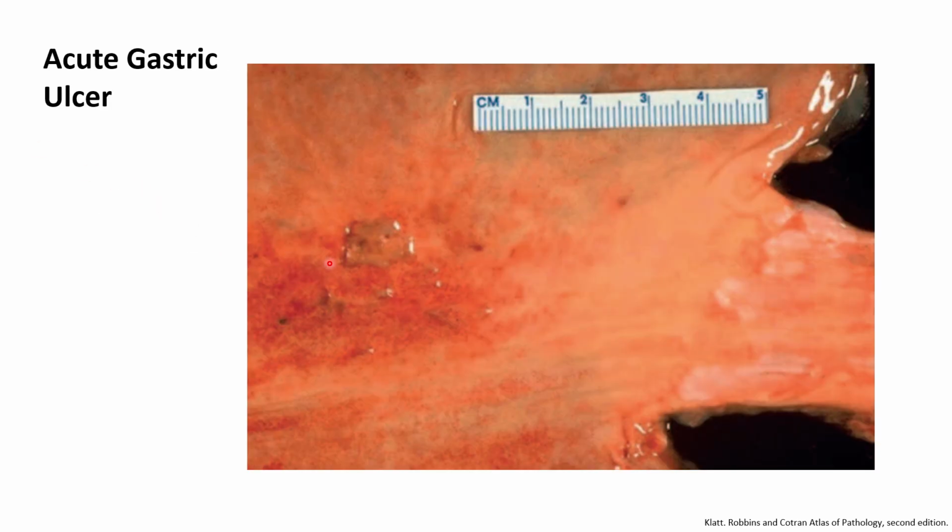This is a picture of a sharply demarcated acute gastric ulcer with surrounding hyperemia. So this ulcer is probably benign. However, all gastric ulcers should be biopsied to rule out malignancy. Ulcers can be complicated by hemorrhage, perforation, and stricture formation due to scarring.